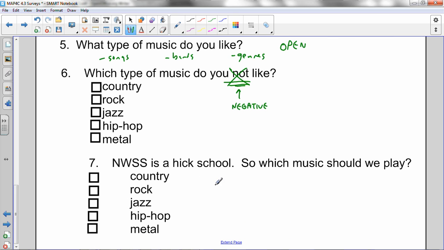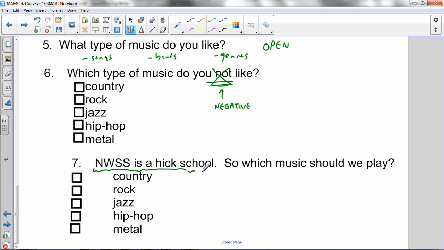I think you'll like this question. Northwestern is a hick school. So which music should we play? Check, check, check, check. Well, this statement biases the answers, right? This is what's called a leading question. That little information leads the respondent to answer in a certain way. And of course, you'll want to avoid setting your respondents up. That sentence should just be eliminated.